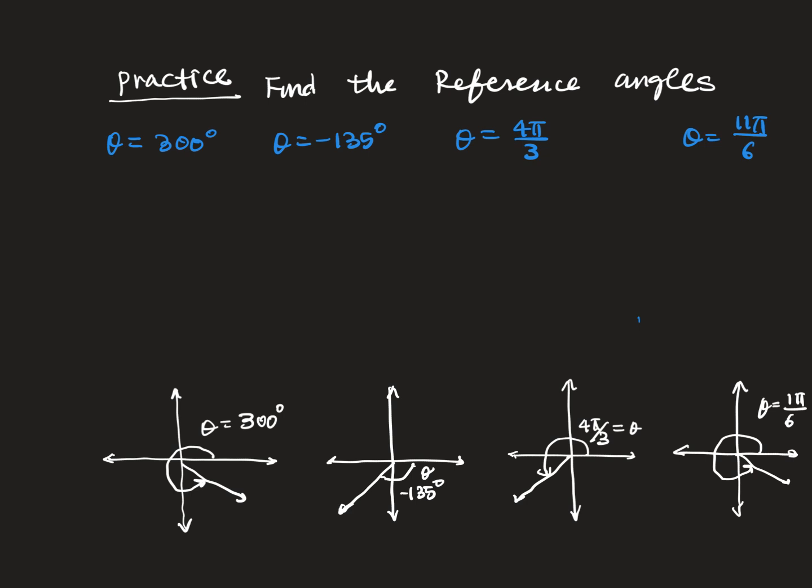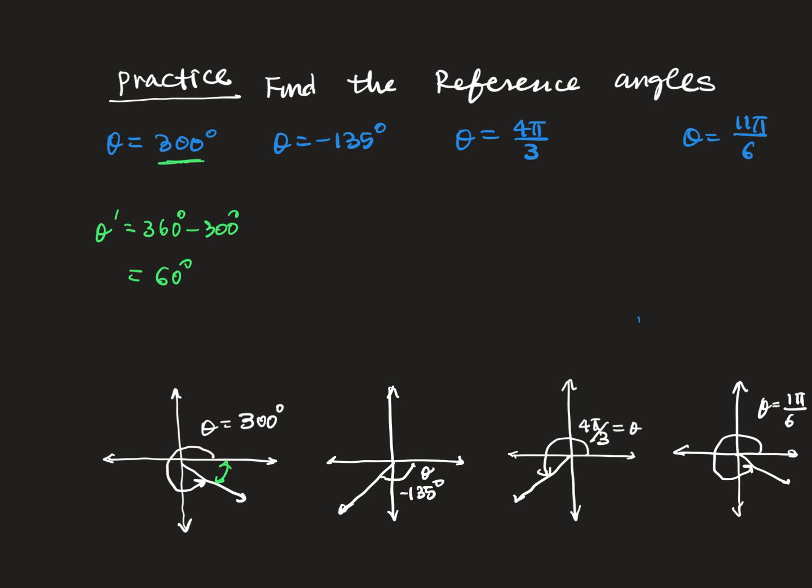First example: they're asking for the reference angle. Oh, we already did this. 300 is in quadrant 4, and we are looking for this angle. Let's practice one more time. How do we find theta prime? 360 minus 300, that's 60.